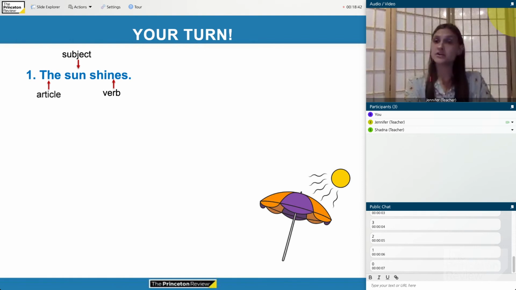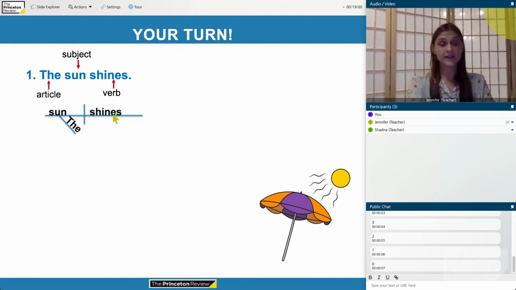So take a moment to draw your diagram if you haven't already done so. And this is what you should have. The is going to be on the diagonal line underneath of sun. You're going to have that horizontal line here, but the vertical line slicing through it, and then shines your verb to the right. And notice how the punctuation is not included in the sentence diagram, but the capitalization is maintained. So when you're doing that, typically you're going to be instructed to keep any capital letters capitalized, but don't worry about periods and commas and other punctuation marks.